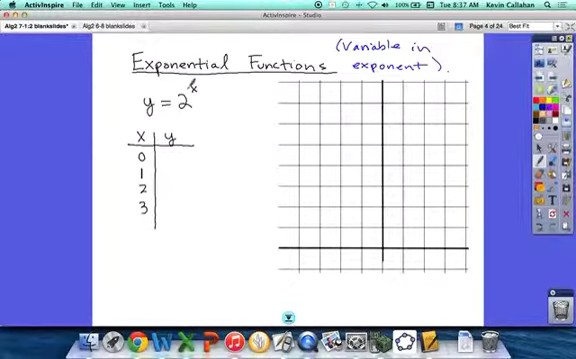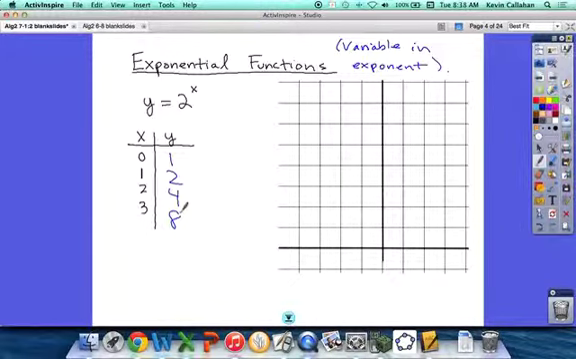All right, well, what do I get if I plug in x equals 0? What is 2 to the 0? What is anything to the 0? 1. Properties of exponents. Anything to the 0 power equals 1. So this one is a 1. What is 2 to the 1? 2. What is 2 to the 2? 2 squared, 4. What is 2 to the 3rd? 8. So there are some points.